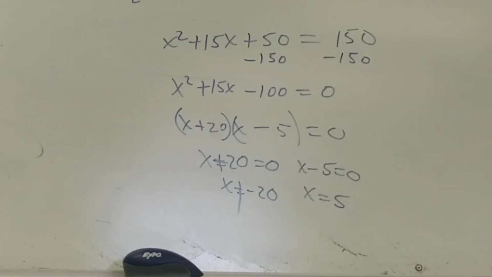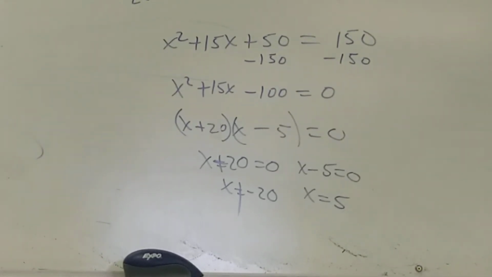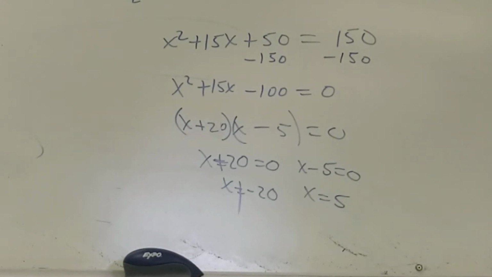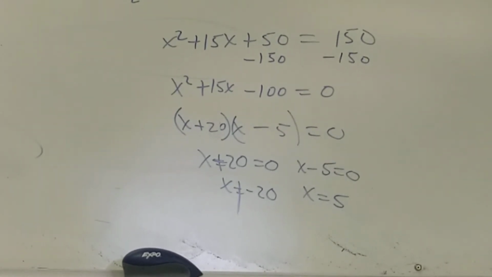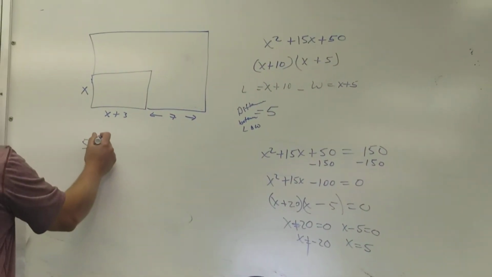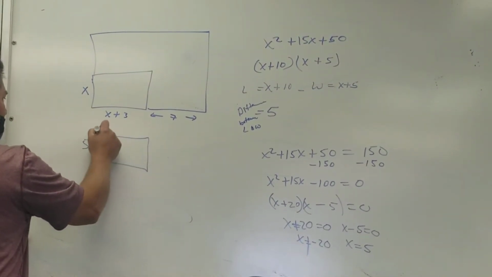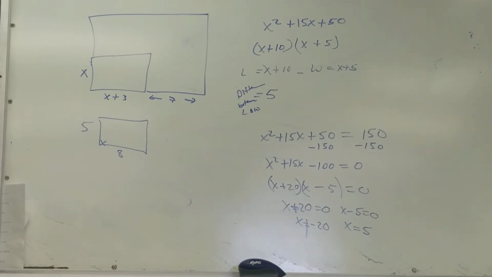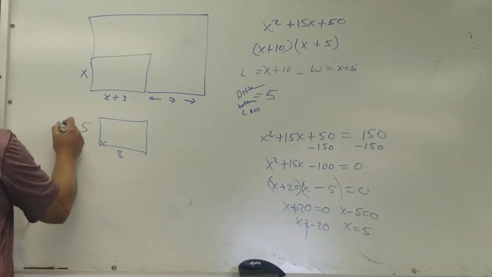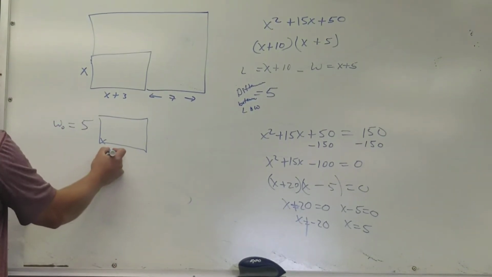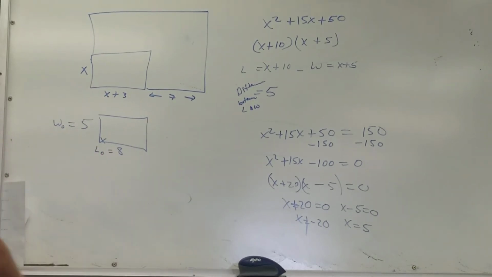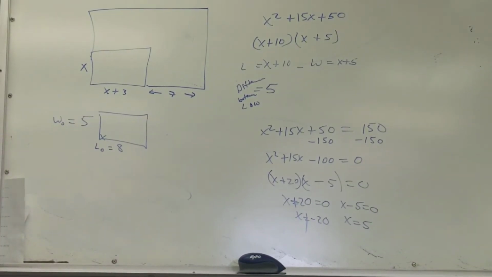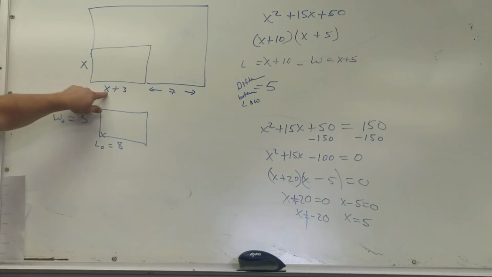Find the dimensions of the original garden and the enlarged garden. So what's the original garden? It's a 5 by what? 8. It's a 5 by 8. Okay, that's the original garden. So this is the width of original. I'm just going to put WO there. And this is the length of what? Original. How did I get that? I just put in a 5. 5 plus 3 is 8.